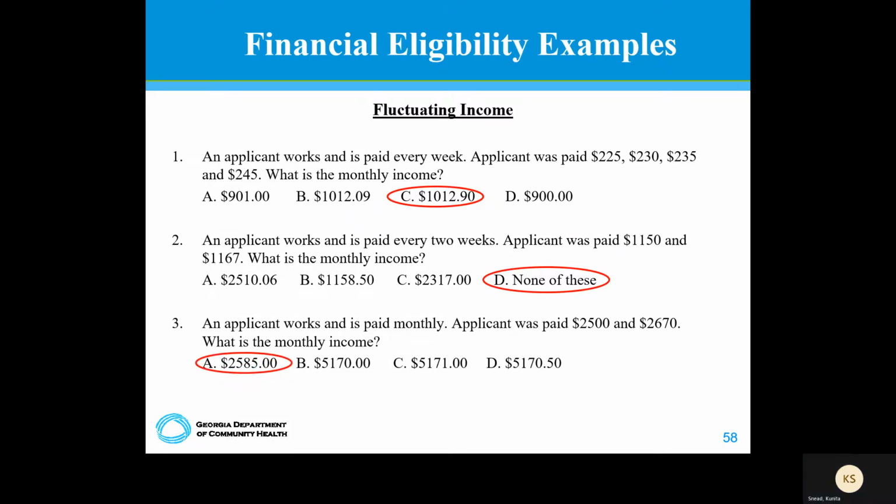$2,585. So again, with fluctuating income, make sure you add all your pays up together to get a sum amount, to get the total. Then you divide that total by the number of pays they receive, and then you take that average amount and convert it over to a monthly amount based on how often they were paid.